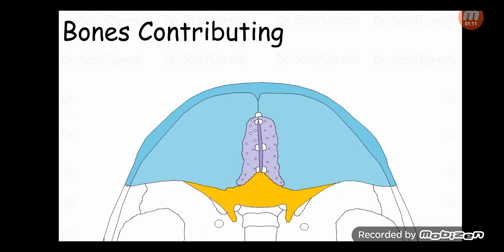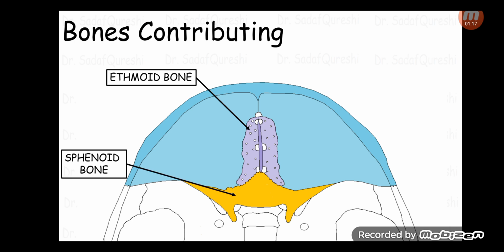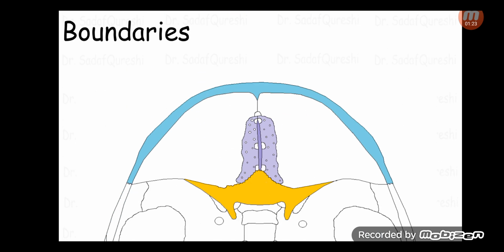Now we will talk about which bones are contributing in formation of anterior cranial cavity. The bones contributing are ethmoid bone, sphenoid bone, and the frontal bone. So these three bones contribute to the formation of anterior cranial cavity.